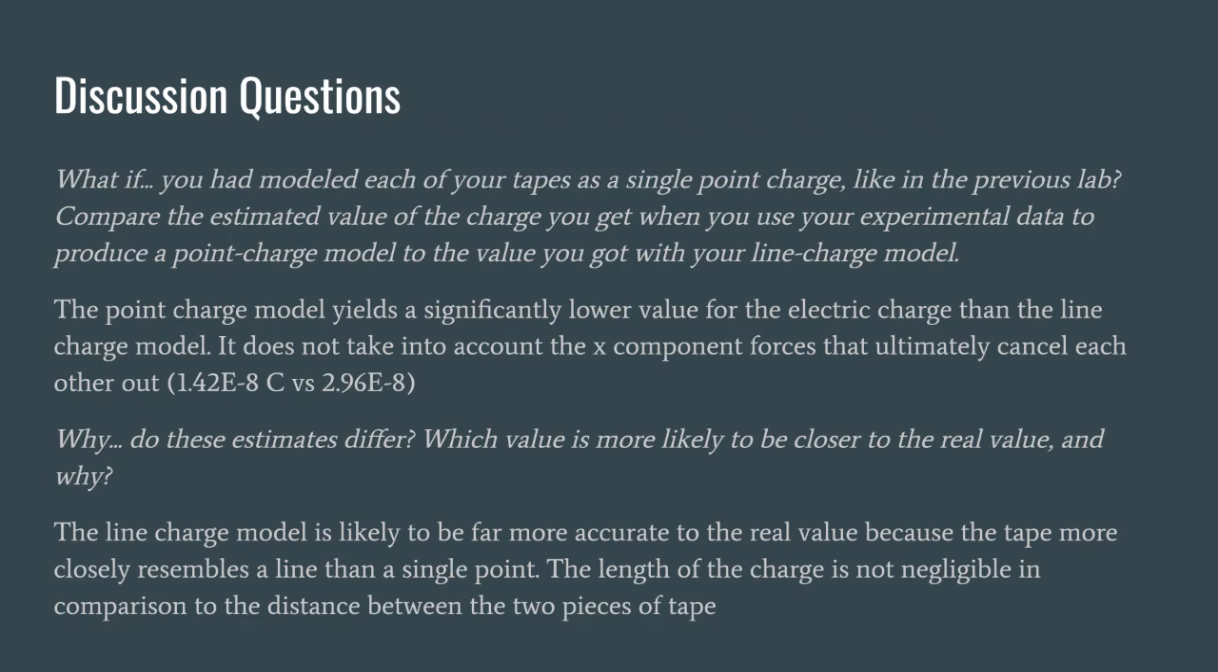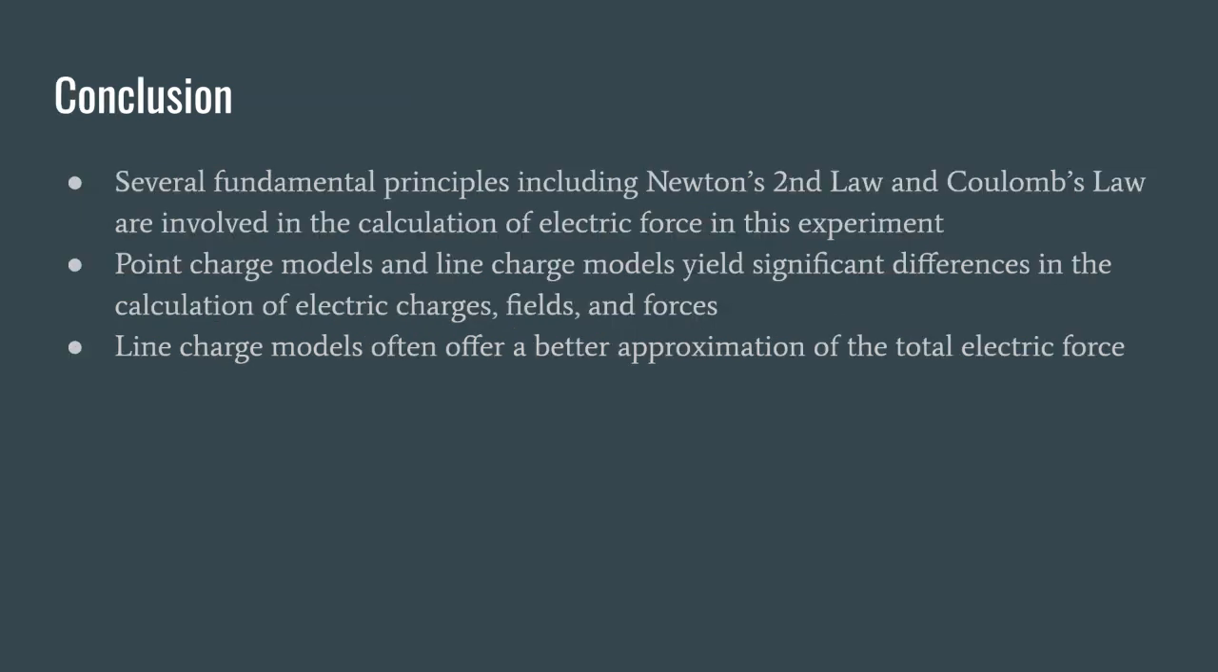For the discussion questions, if we model it as a single point charge, like in lab one, the point charge yields a significantly lower value for the electric charge than the line charge, because it doesn't take into account the x components that ultimately cancel each other out. Why do these estimates differ? Which one is more likely to be close to the real value? The line charge is likely to be far more accurate, and the length of the tape is not negligible in this scenario. Therefore, the line charge is different.